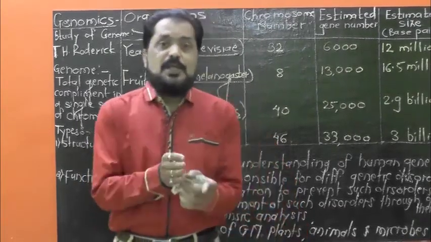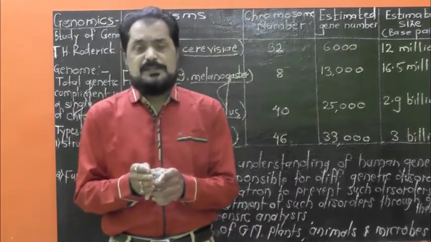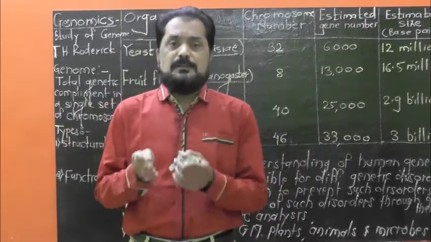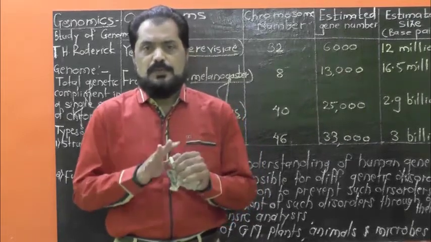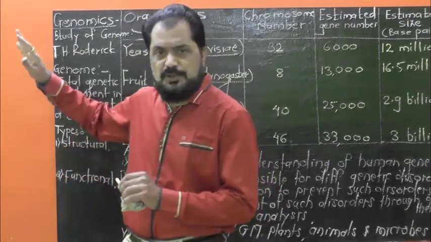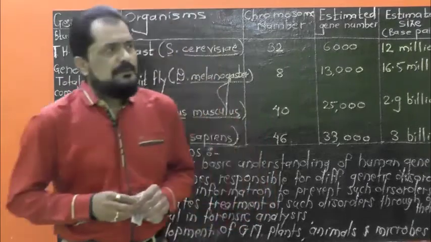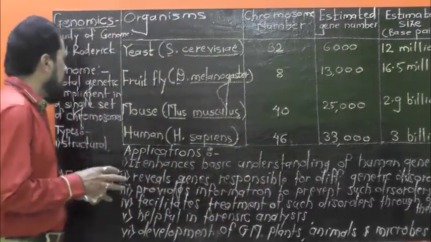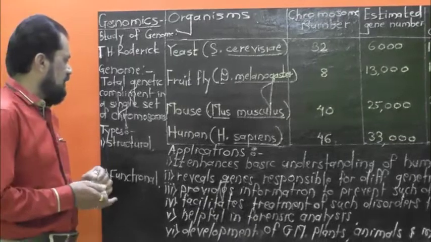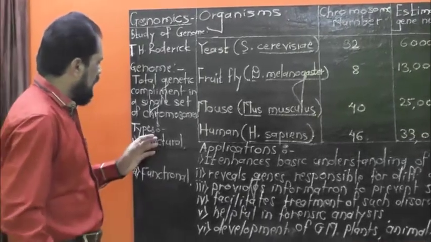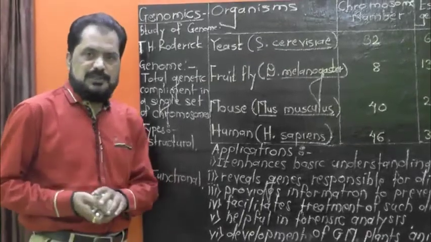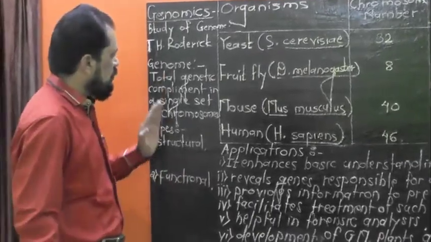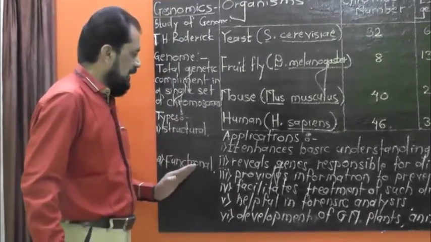And the study of mapping and sequencing of all the genes present in a single or haploid set of chromosomes is nothing but genomics. Now, genomics is mainly divided into two types, such as structural genomics and functional genomics. Genomics has two types: structural and functional.